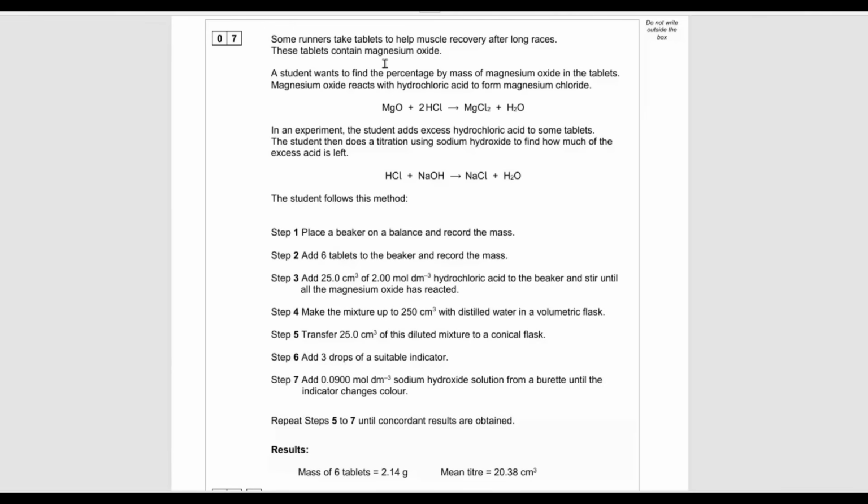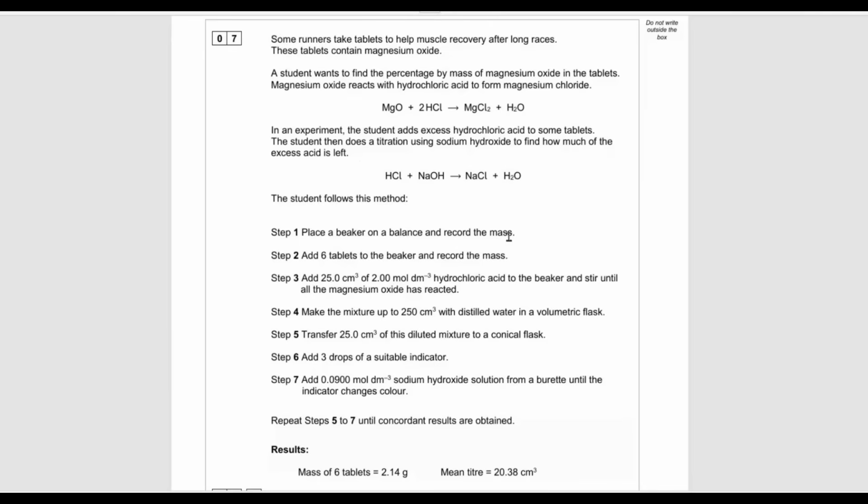Okay, some runners use tablets to help muscle recovery after long races. These tablets contain magnesium oxide. A student wants to find the percentage by mass of magnesium oxide in the tablets. MgO reacts with hydrochloric acid to form magnesium chloride. We've got a reaction here, and then we've got a second reaction in an experiment. The student adds excess hydrochloric acid to some tablets. The student then does a titration using sodium hydroxide to find out how much of the excess acid is left.